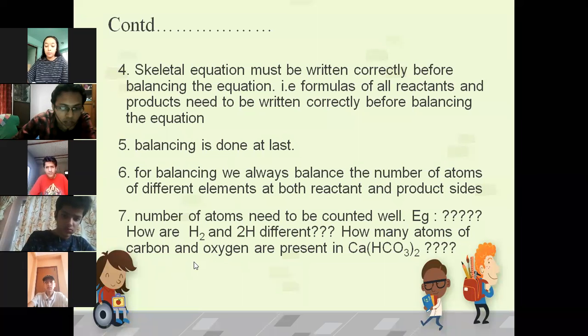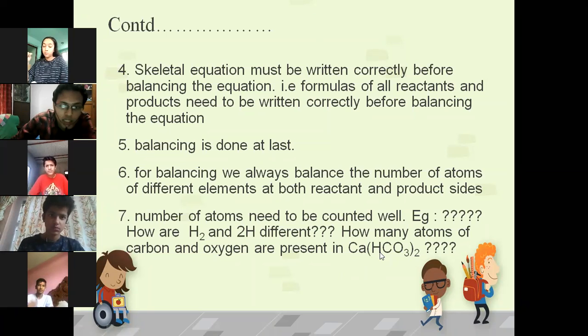How many atoms of carbon and oxygen are present in Ca(HCO3)2? So here also, now you need to understand how to count there. Counting is very important. Here you should understand there's only one calcium atom. There are two hydrogen atoms. There are two carbon atoms, and there are 6 oxygen atoms. If you do not know how to count, then balancing is impossible for you, right?